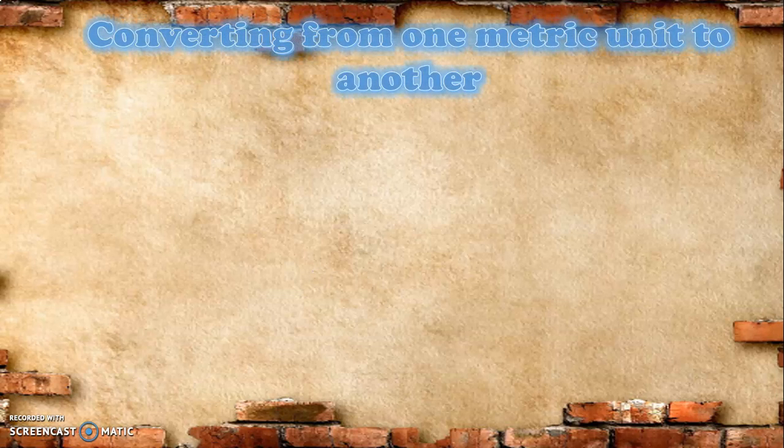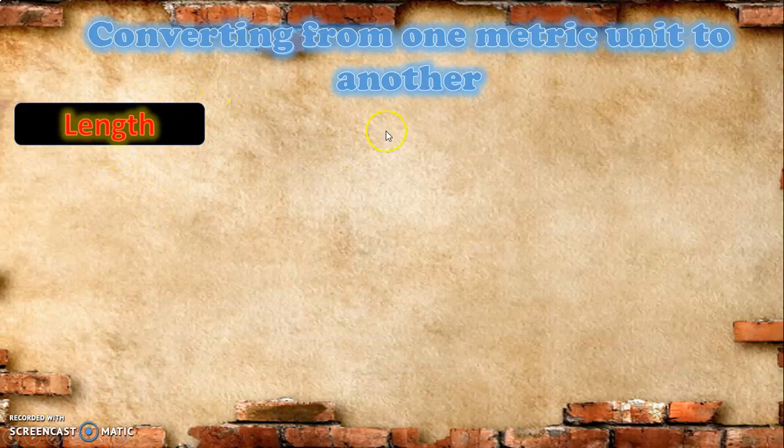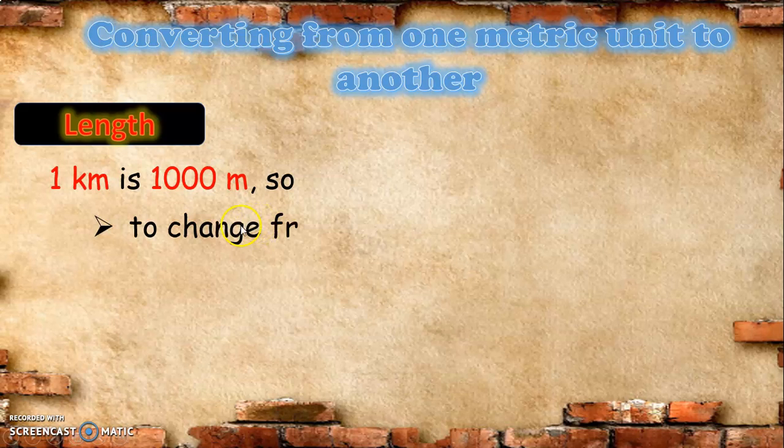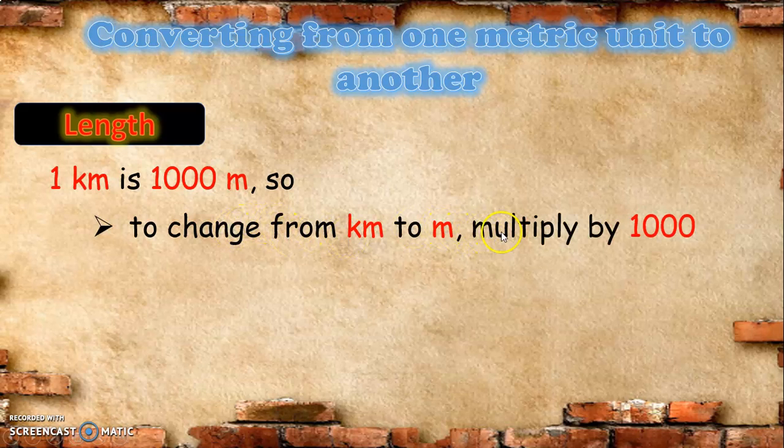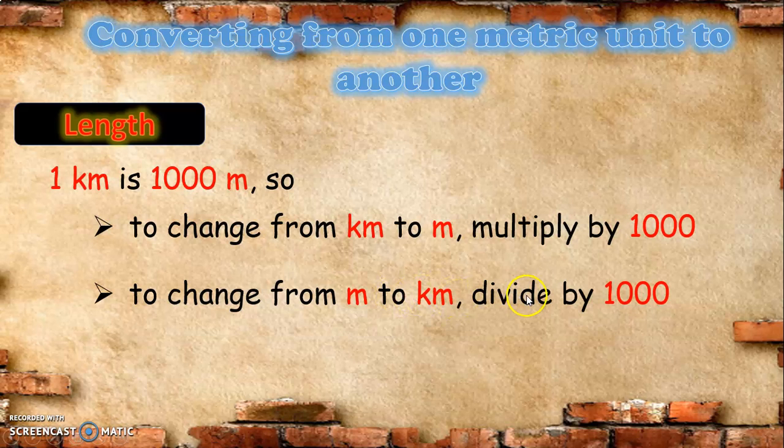First, let us discuss how to convert one metric unit to another. In the previous lesson, we discussed how to convert length, mass, and capacity. So we will go back to the units of length. We all know that 1 kilometer is equal to 1,000 meters. To change from kilometers to meters, we need to multiply by 1,000. And if we want to change from meters to kilometers, we need to divide by 1,000.